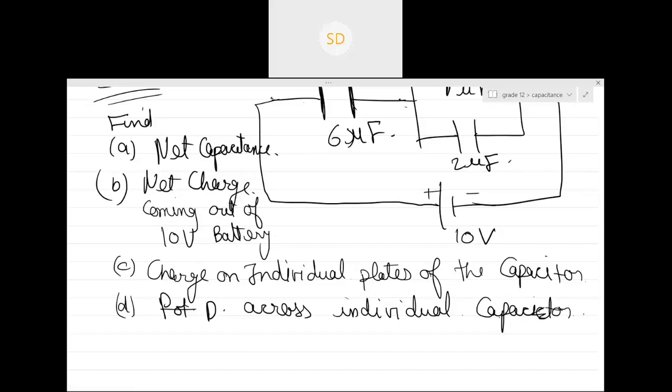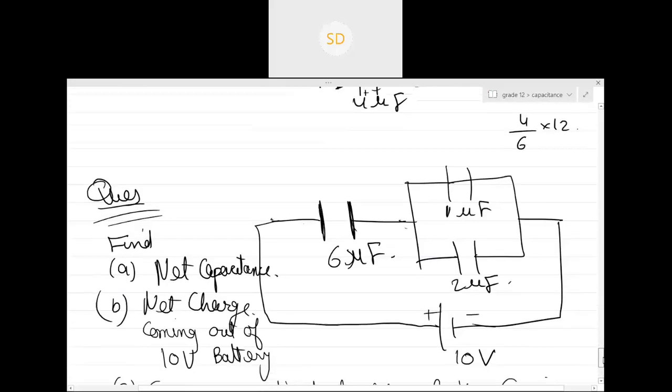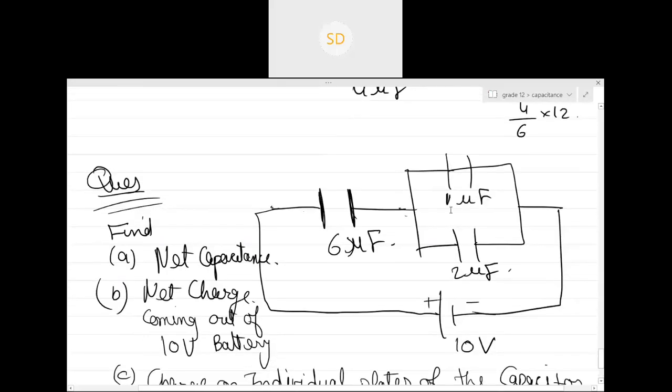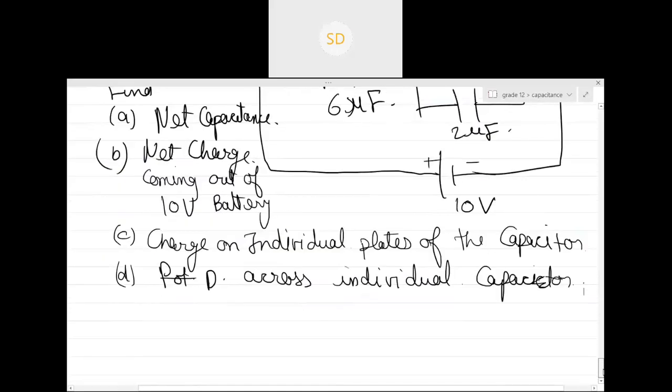Yes, whenever done, can anyone tell me what is the net capacitance of the system? Can you see that 1 microfarad and 2 microfarad are in parallel? What is the net combination of these two? 3 microfarad. And then this 3 and this 6 are in series. It will be 3 multiplied by 6 upon 3 plus 6. That should be 2 microfarad, right?